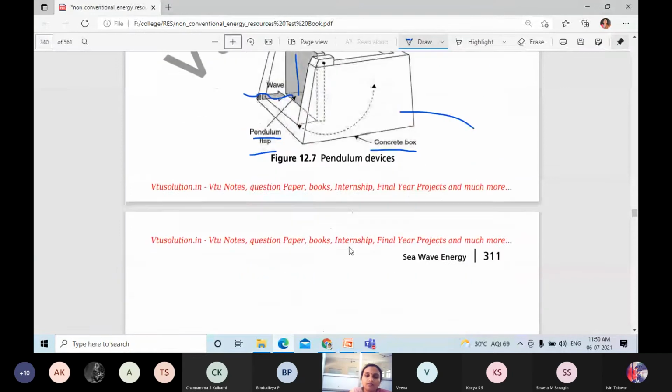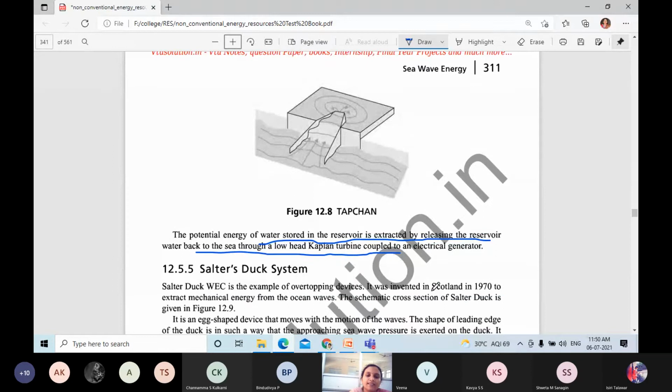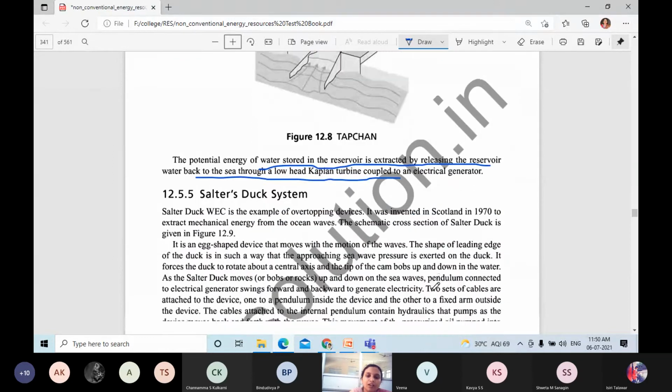Next, here the potential energy of water stored in the reservoir is extracted by releasing the reservoir water back to the sea through a low head turbine coupled to an electric generator. Next is the Salter's duct system.